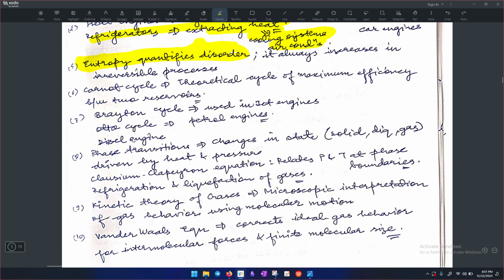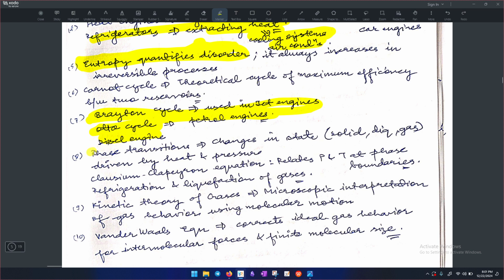Carnot cycle is a theoretical cycle of maximum efficiency between two reservoirs. If they ask what is Carnot cycle, I'll answer theoretical. Brayton cycle is used in jet engines. Otto cycle is a petrol engine, and there is a diesel engine cycle.